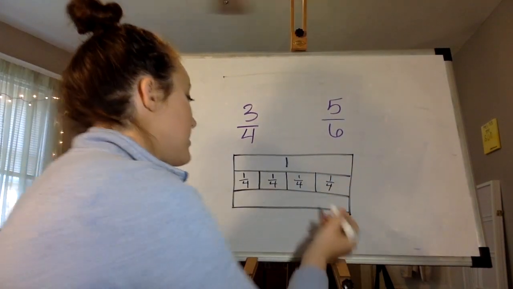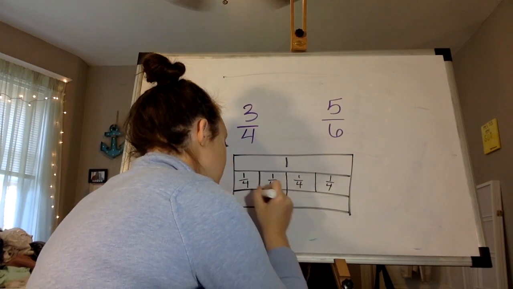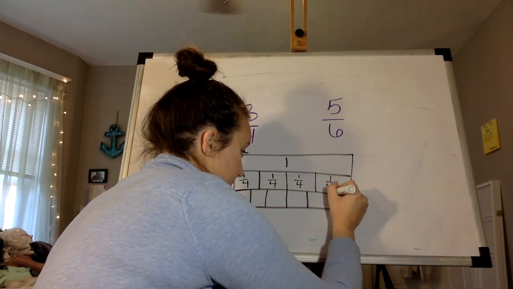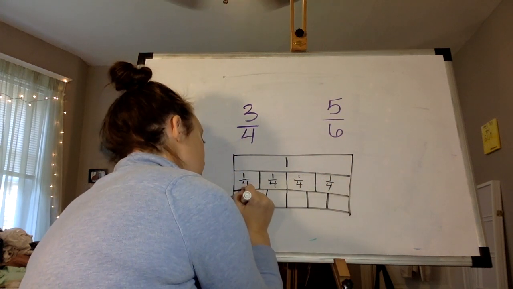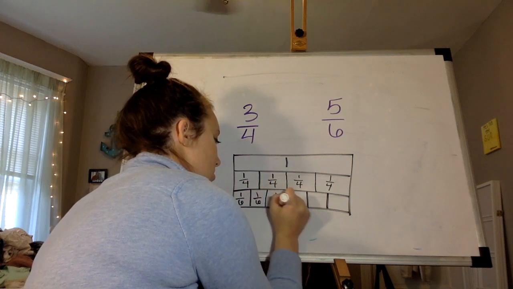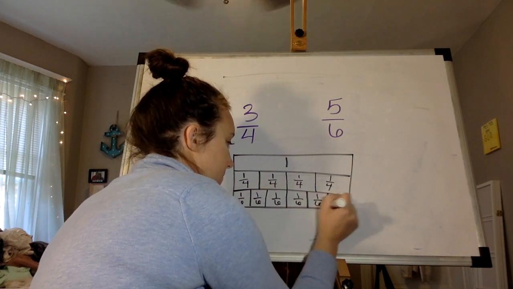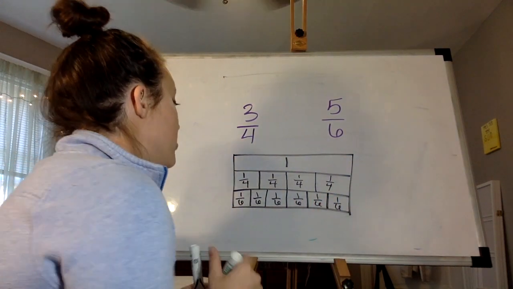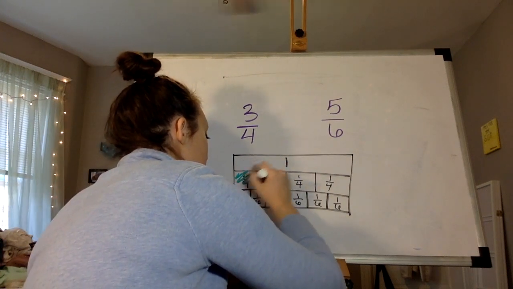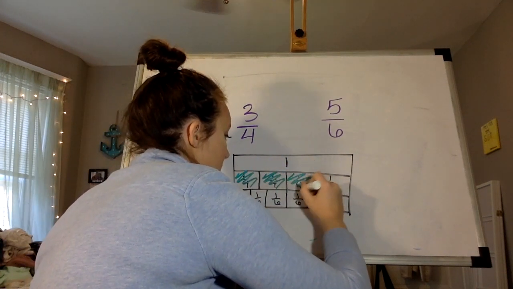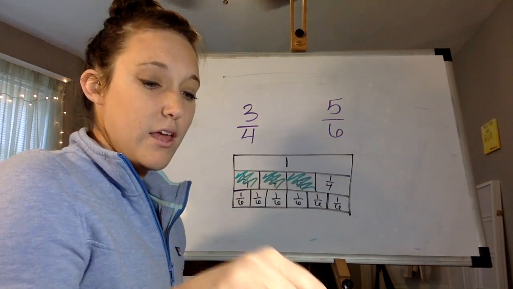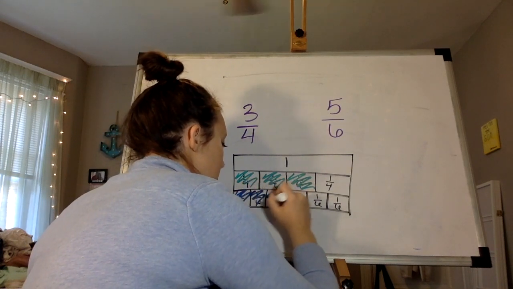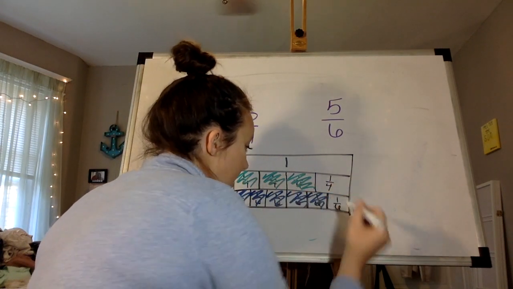And then I'm going to divide the bottom into 6. So we have 1/6 in each. All right, here we go. Shading in 3/4. 1, 2, 3. Now I'm going to shade in 5/6. 1, 2, 3, 4, 5.